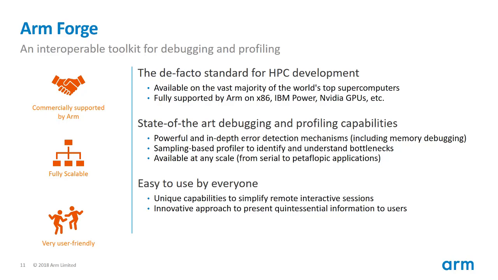ARM Forge is a commercially supported cross-platform performance engineering toolkit that consists of the DDT debugger and the MAP performance profiler. Forge focuses on usability, scalability, and cross-platform applicability. It's designed from the ground up to scale to many thousands of processes, so it's found on a large portion of the top 500 supercomputers as well as many unranked supercomputers and compute clusters. So there's an excellent chance that it's already installed on your HPC system.